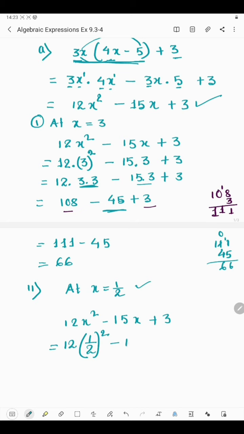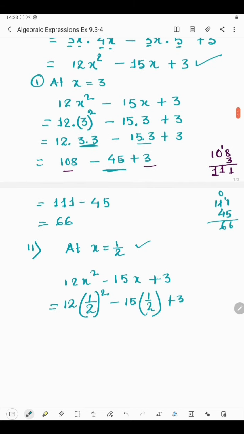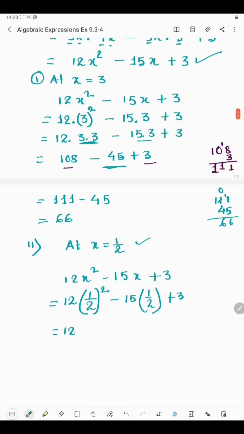So minus 15, again in place of x we put 1 by 2, and plus 3 will remain the same. Now 12 multiplied by (1 by 2) whole square means the power is 2, so we'll write 1 by 2 twice, minus 15 into 1 by 2 plus 3. Now 2 6s are 12, 2 3s are 6. So in the numerator we have 3, minus.